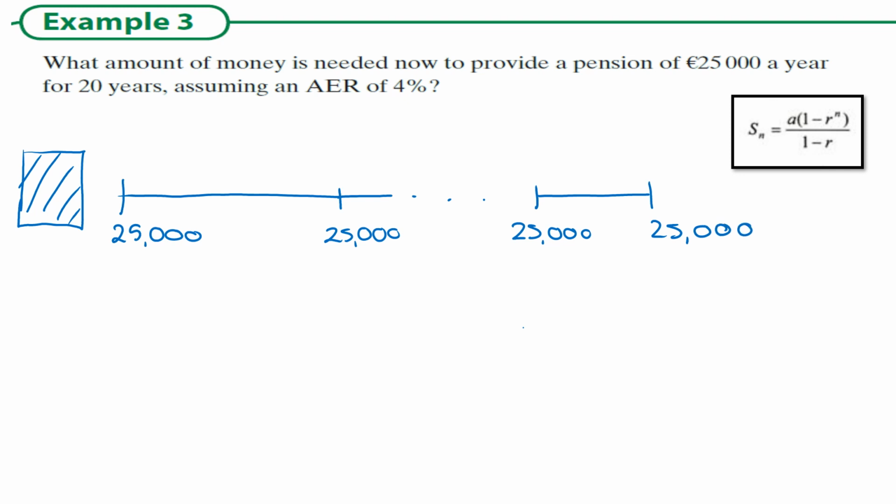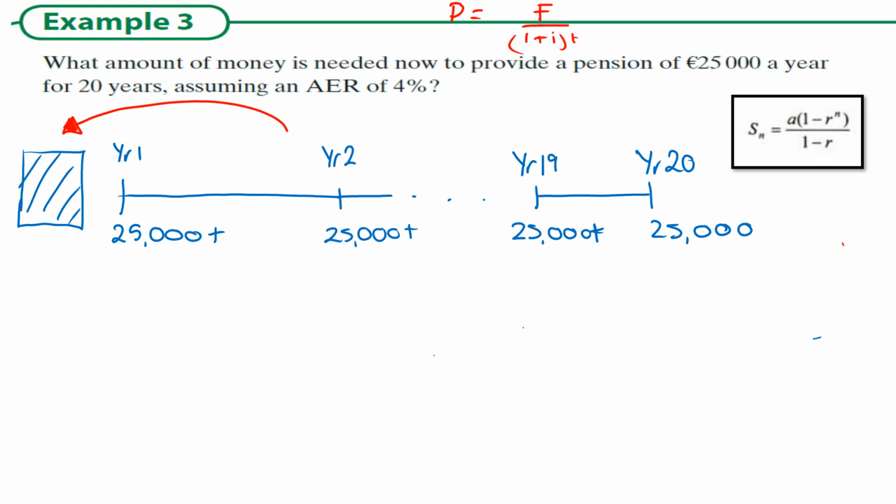So this is the start of year 1. This is the start of year 2. This is the start of year 19. And this is the start of year 20. And that's my payment. But remember, all of these need to add together to give me the amount of money I need. But it's not as simple as that because of interest. And remember, because we're working backwards, there's our bucket of money. We're using the present value formula, which is F divided by 1 plus I to the power of t. So my AER in this case is 4%, which is 0.04.